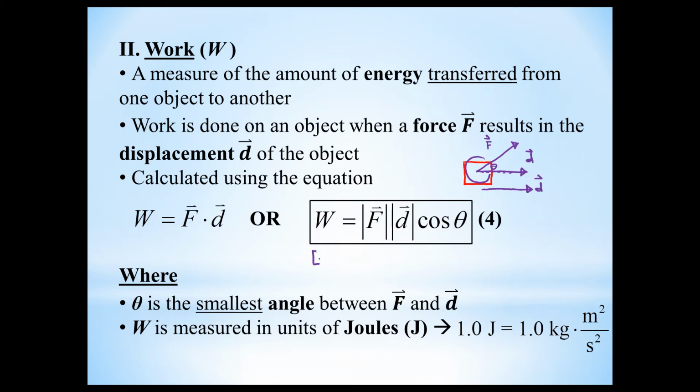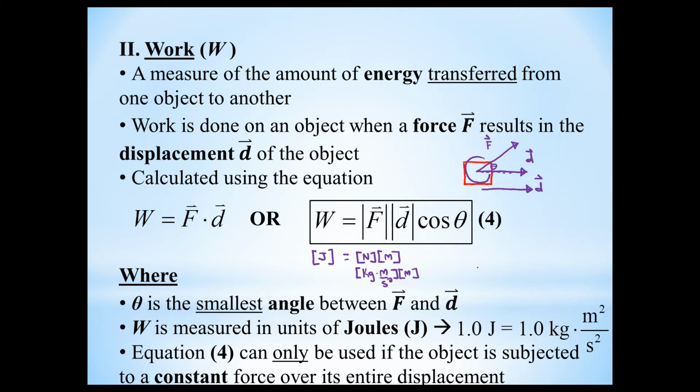So work is measured in joules, force is measured in newtons, and displacement is measured in meters. Cosine of theta is just a ratio of lengths, so it doesn't have any units. A newton, as we've looked at in the dynamics unit, can be broken down into a kilogram times meter per second squared. Combine that with the other meters term and you get kilograms times meters squared per second squared.